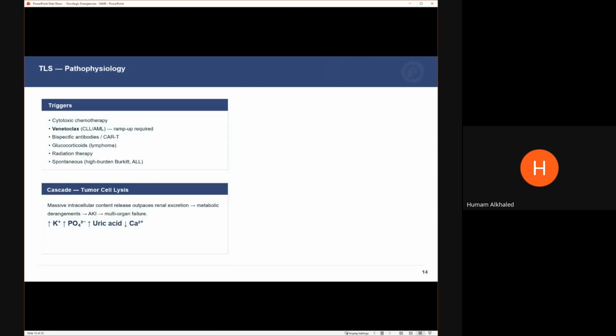Talk a little bit about pathophysiology. TLS happens when cancer cells die rapidly and release large amounts of content into the blood faster than the kidneys can clear them. This causes 4 metabolic problems. We have hyperuricemia, hyperkalemia, hyperphosphatemia, and hypocalcemia.